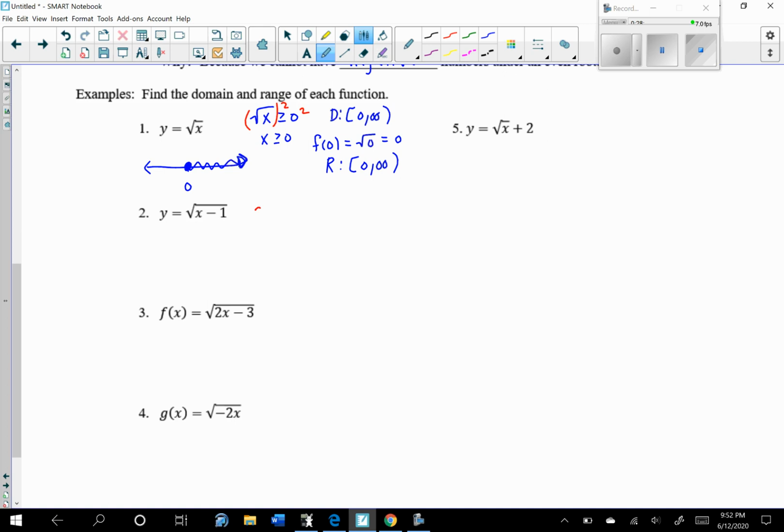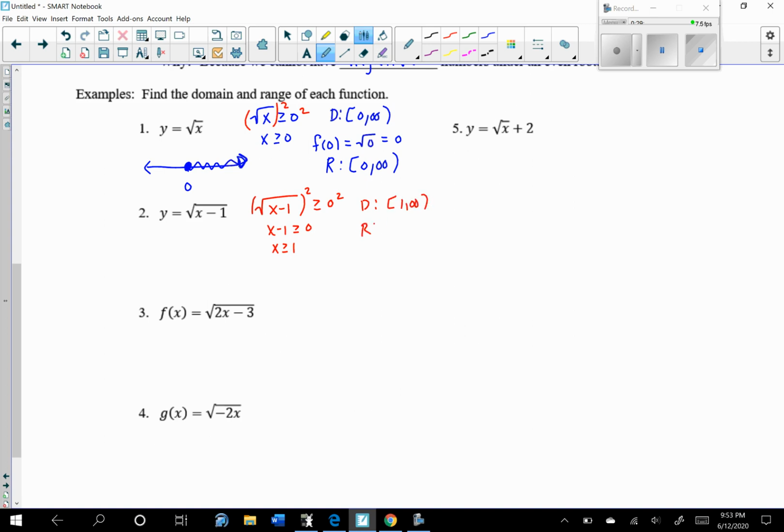So for the next one, same thing. The square root of x minus 1 has to be greater than or equal to 0. And then to get rid of that square root, we're going to square both sides. So x minus 1 has to be greater than or equal to 0. Add the 1. X is greater than or equal to 1. So that means the domain is values greater than or equal to 1. So bracket 1 to infinity.